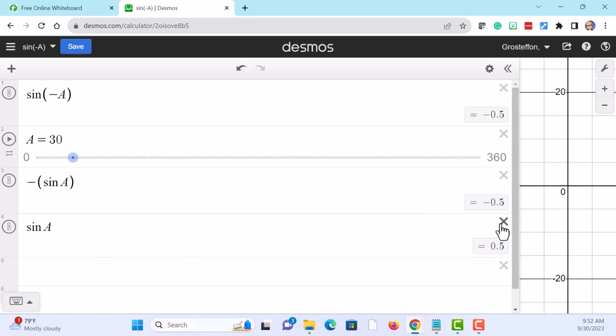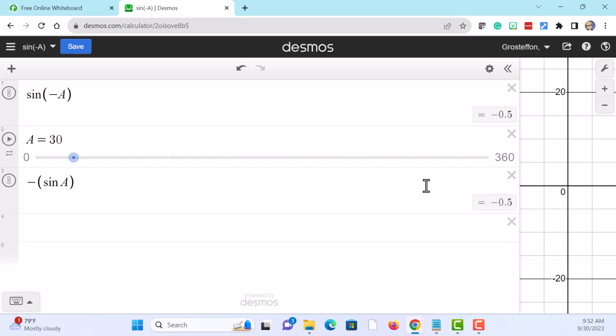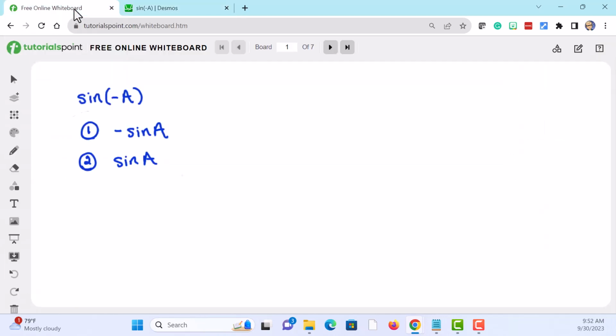So we can eliminate sine of a, and it appears that sine of minus a is equal to minus sine of a, but let me go ahead and run the animation and just watch and see. Do they remain the same for any value of a? It appears that they are, so we'll come back and we'll conclude that the sine of minus a is equal to the opposite of sine of a.